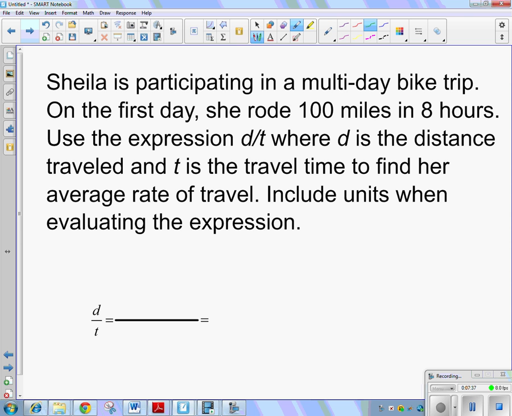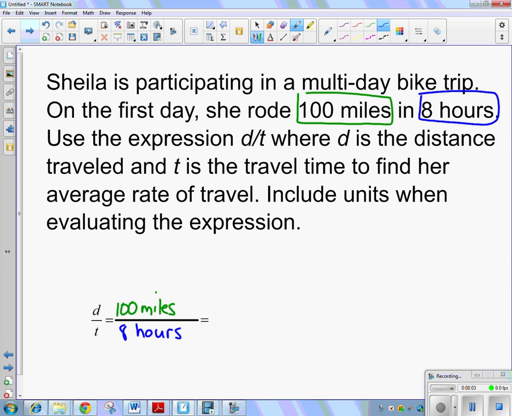So we have two important things from our problem here. First of all, 100 miles, that's going to be a distance. So for the distance, I'm going to put 100 miles. The second important thing that we're told in our problem is in 8 hours. That's time. So for the hours, I'm going to put 8 hours.